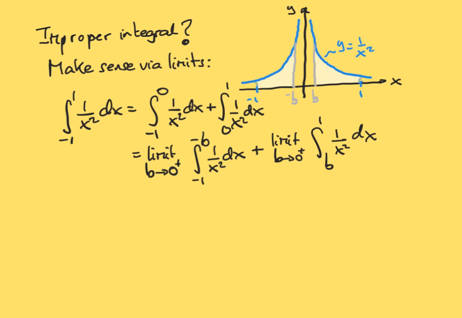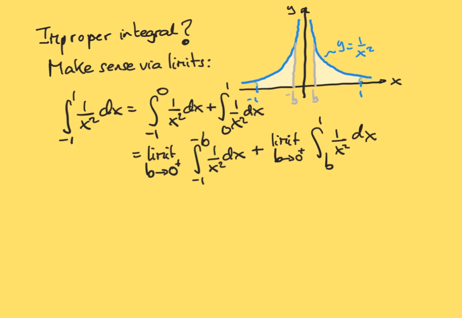So what we're going to do is, instead of integrating over x is naught, we're going to integrate from -1 to minus b. So b is going to be positive. Minus b is therefore to the left of the y-axis. And then we're going to integrate from b to 1. And again, b is positive, and this is to the right of the y-axis.